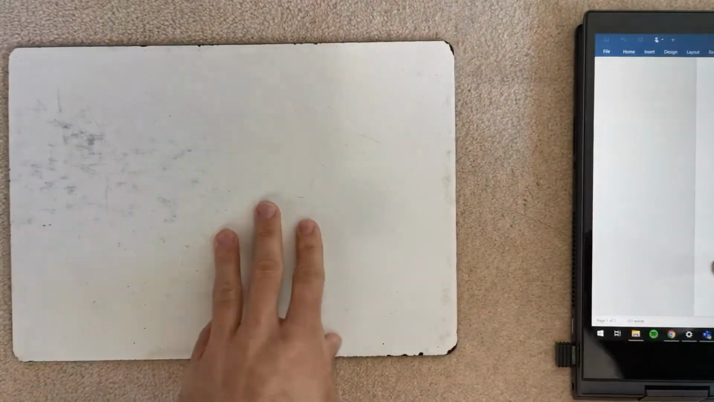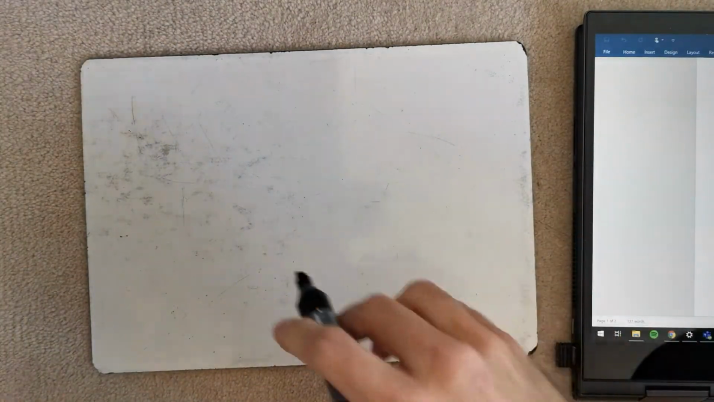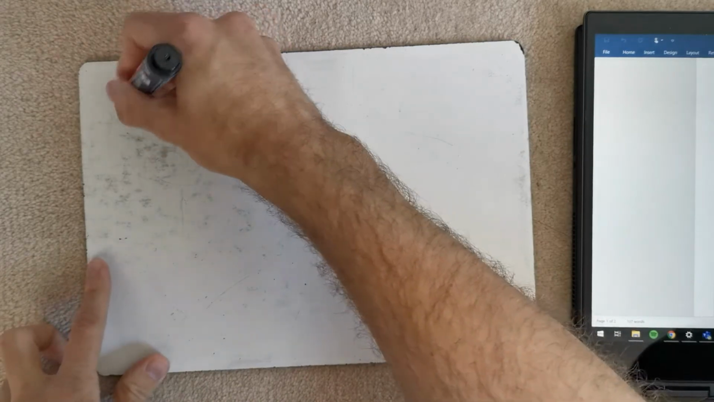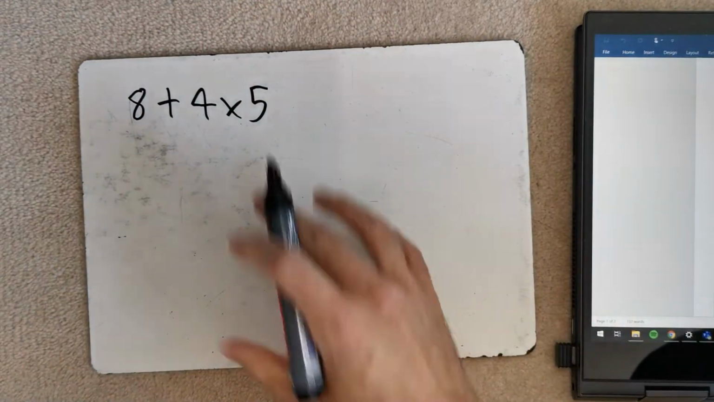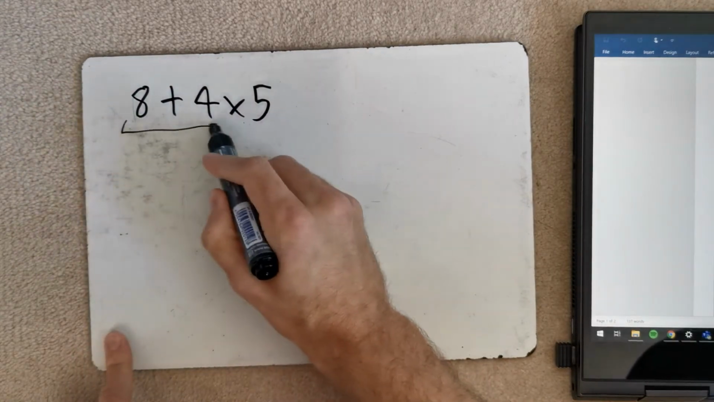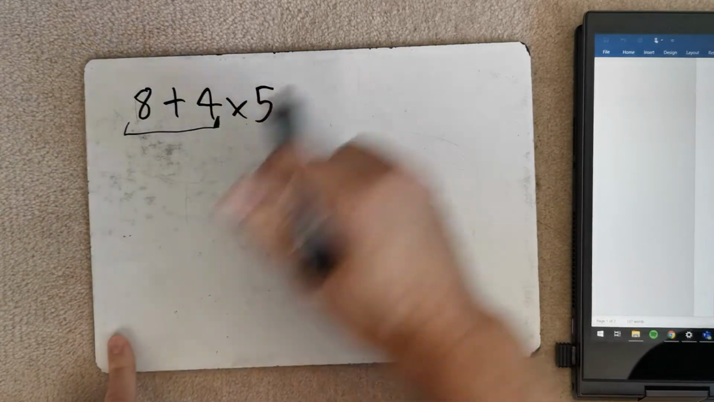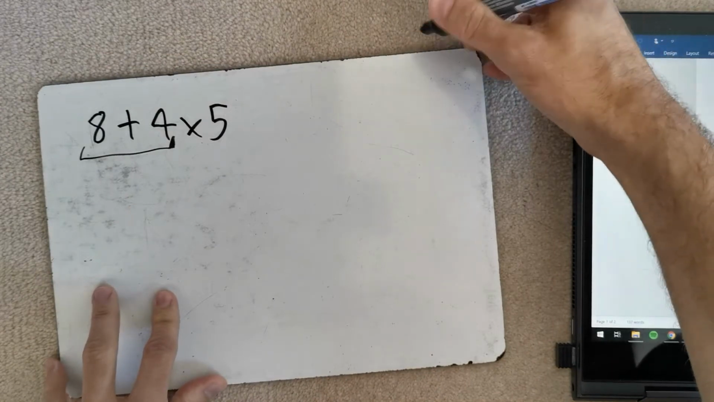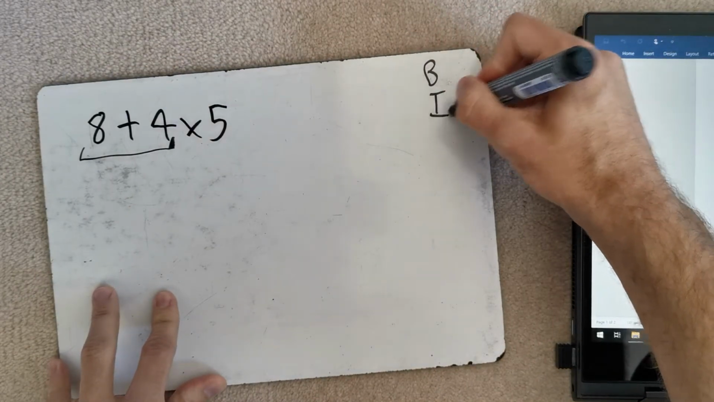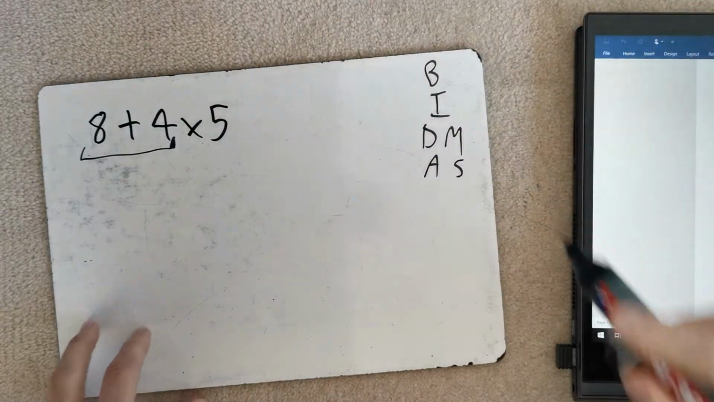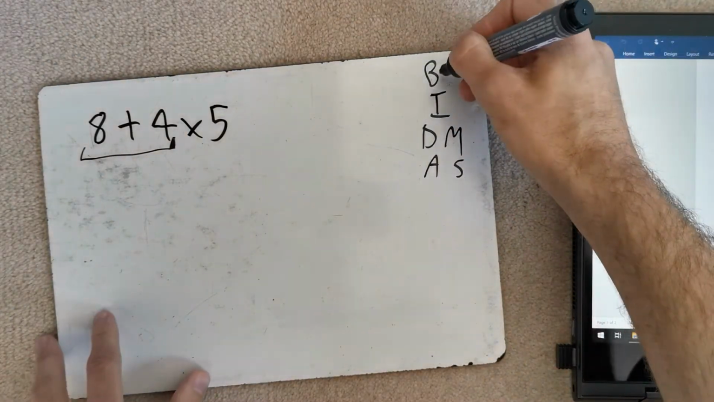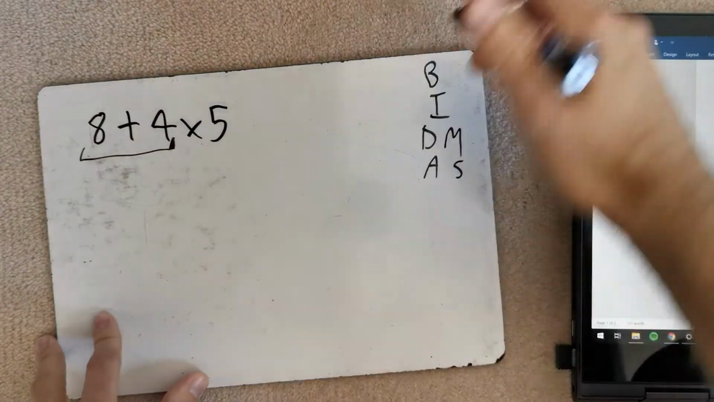So, first off, we have the question: work out 8 plus 4 times 5. Okay, classic mistake here would be to do 8 plus 4 first. You don't do that because of these lovely 6 letters, BIDMAS. BIDMAS means you do the brackets first. No brackets here, don't need to worry.